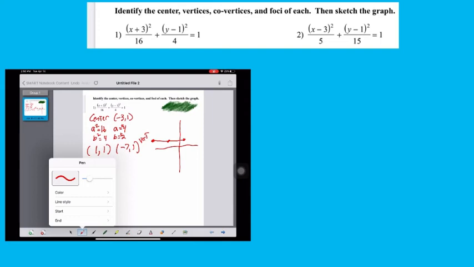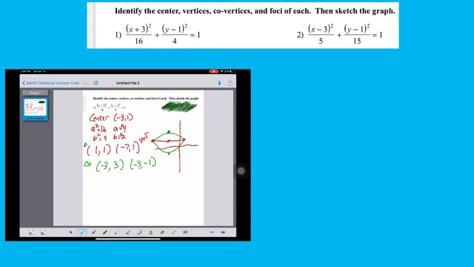Our co-vertices are going to be our B value. So our Y value is changing by 2. So 2 and 2, somewhere right in there. So our co-vertices, my Y value is what's changing now from my center. So my X value is going to stay the same. So -3, it's going 2, so -3, 3. And then the other one's going to be -3, -1. So here's our ellipse right here. And we've got our coordinates for our vertices, our co-vertices.